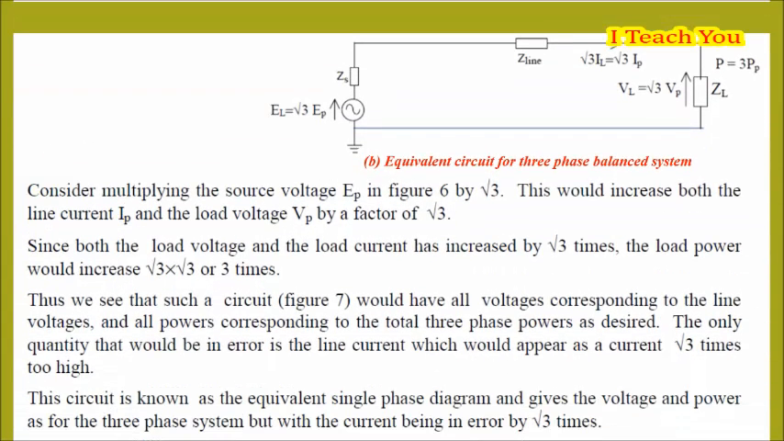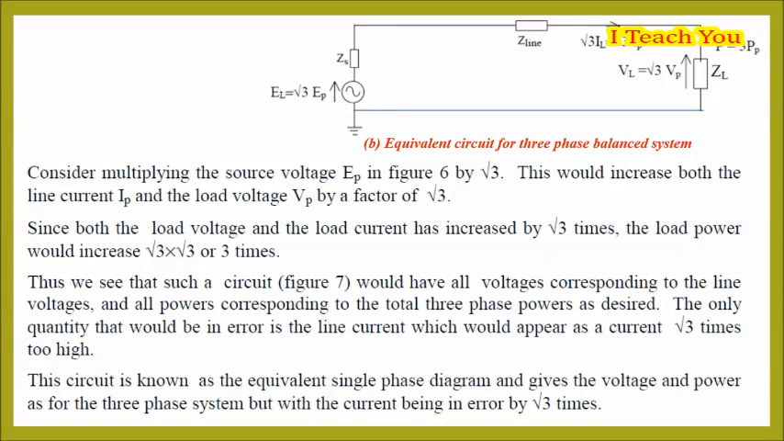Thus we see that such a circuit, figure 7, would have all voltages corresponding to the line voltages, and all powers corresponding to the total three-phase powers as desired. The only quantity that would be in error is the line current, which would appear as a current square root 3 times too high. This circuit is known as the equivalent single-phase diagram and gives the voltage and power as for the three-phase system but with the current being in error by square root 3 times.